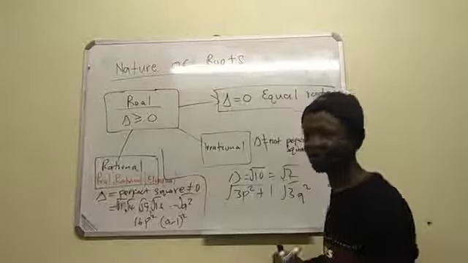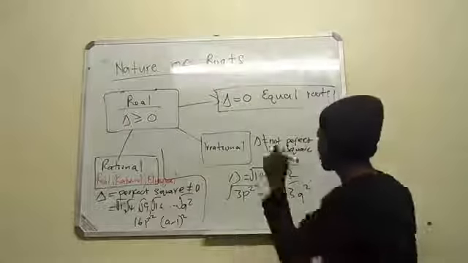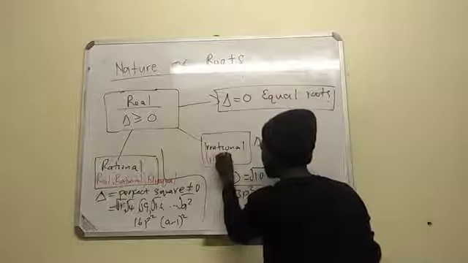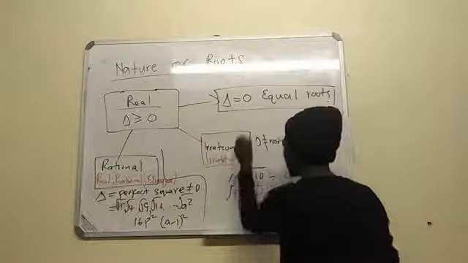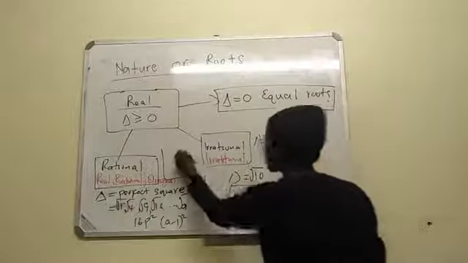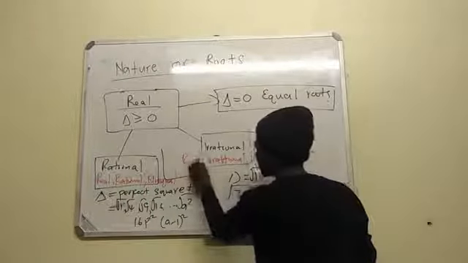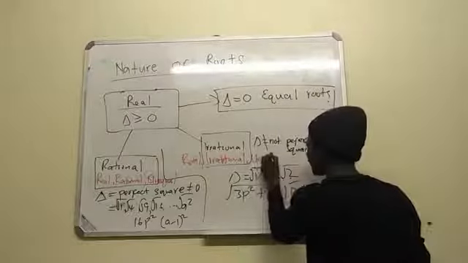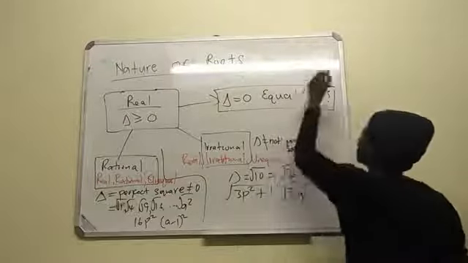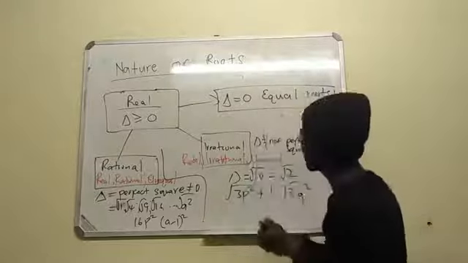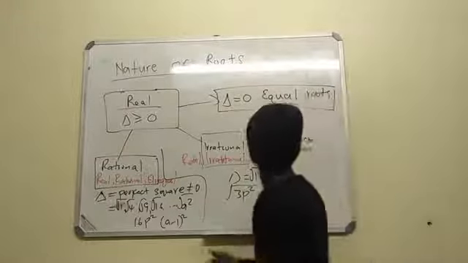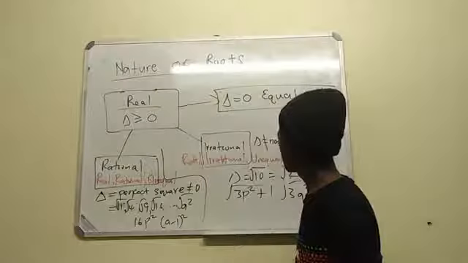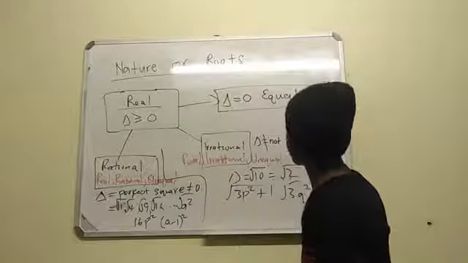But if the delta is not a perfect square, the roots are real, irrational, and unequal. But if our delta is equal to 0, it means our roots are equal. We have equal roots. Okay? That's what you need to know.